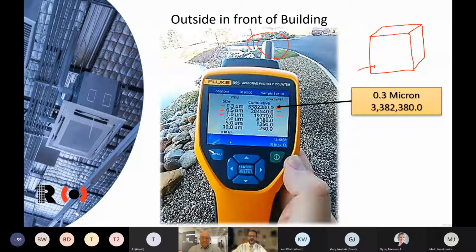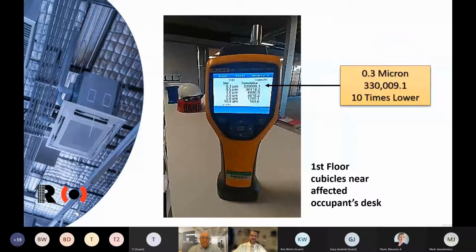But with a well-ventilated building, and this was a research lab, with the filtration that they had inside their units, we took readings inside, and in the first floor cubicles, you can see that the inside reading was 330,000 at 0.3 microns, which meant that the air was 10 times cleaner than the outside air. Well, how did we achieve that?